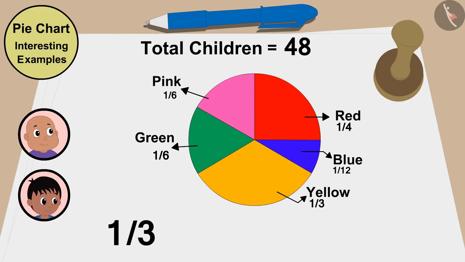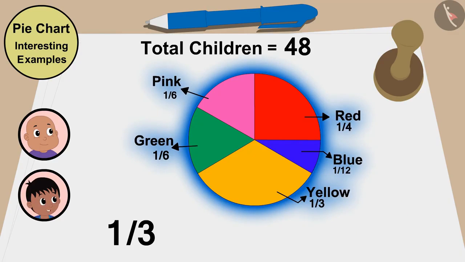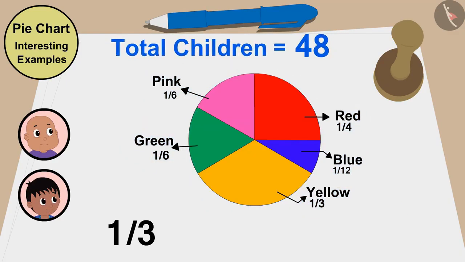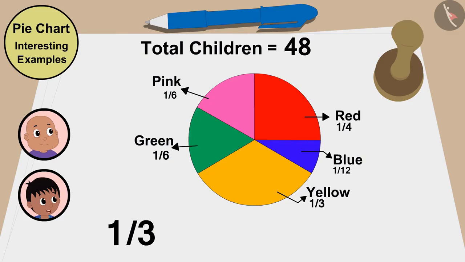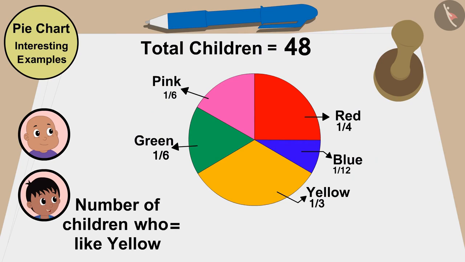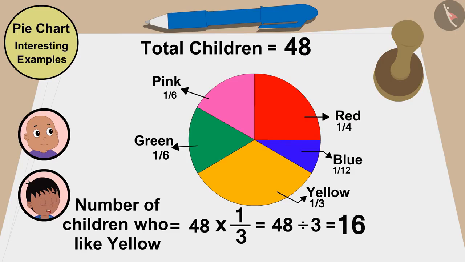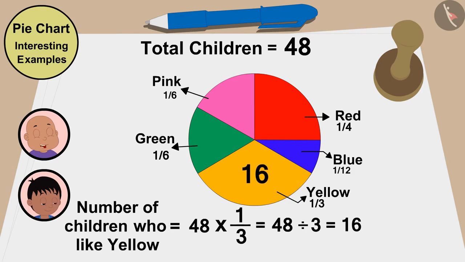But how do we know how many children like this color? Look, Bablu, we have created this pie chart with the information from 48 children, and 1/3 of these children have liked yellow. So, the number of children who like yellow will be 48 multiplied by 1/3, or 48 divided by 3, that is 16 children. A total of 16 children like yellow. Oh wow, Raju, this is so easy.